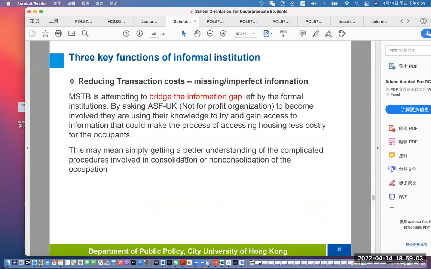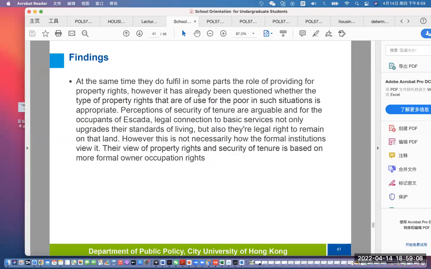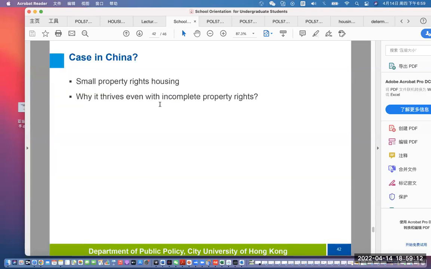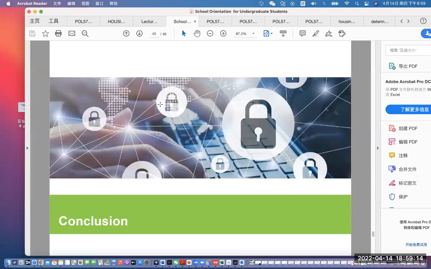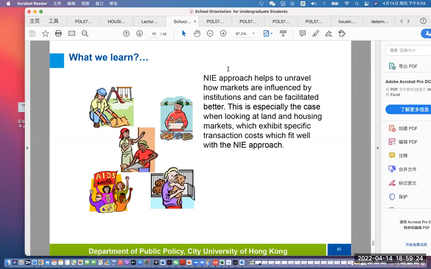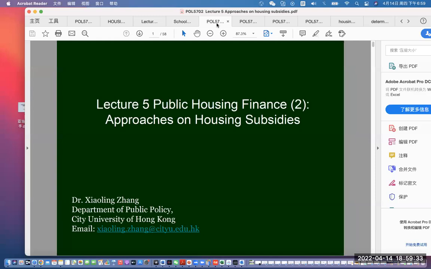And I think Dr. Jinju has also talked about the formal and informal institutions by using the small property rights housing in China. And then you can try to search for more valuable information in understanding the small property rights in China's case. And by going to the references, I think some of the references can be found easily on the website. This is lecture 4.